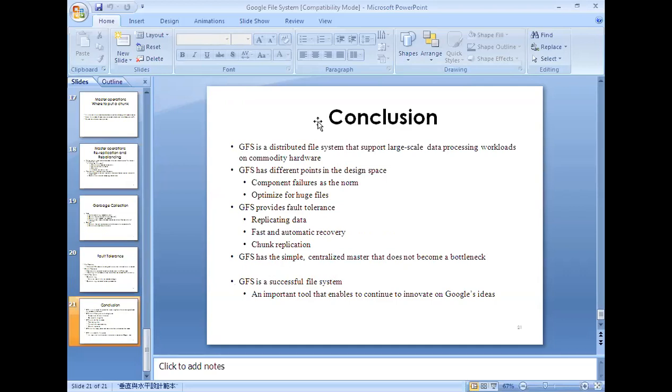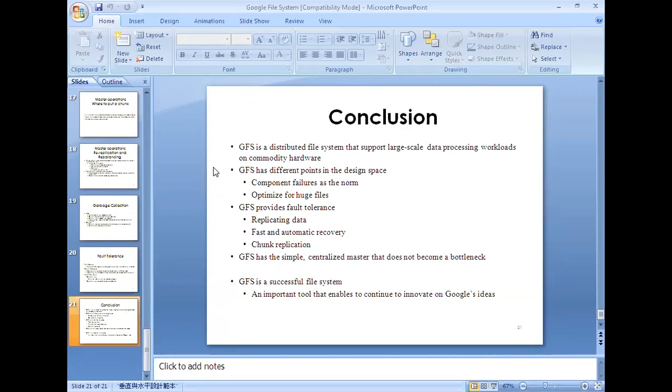Now, let us come to the conclusion of GFS. What we understood from the past discussion is that GFS is a distributed file system that supports large-scale data processing workloads on commodity hardware. So you are able to process a large volume of data using cheap hardware, and that is the first advantage of GFS.